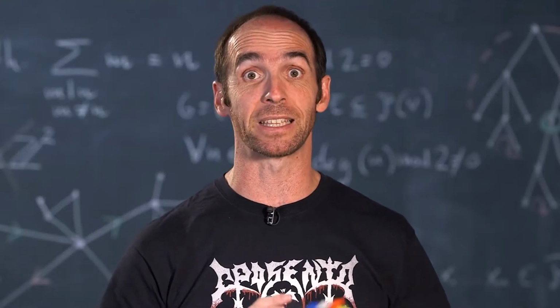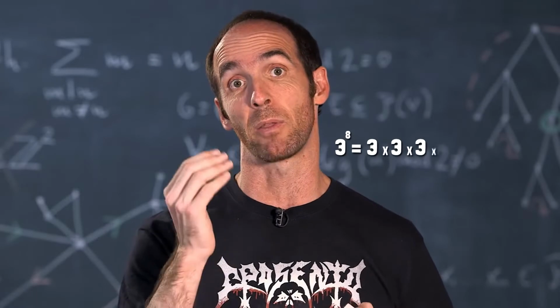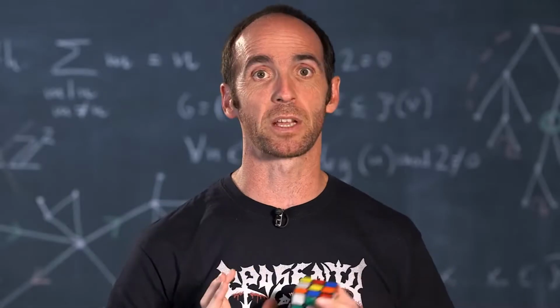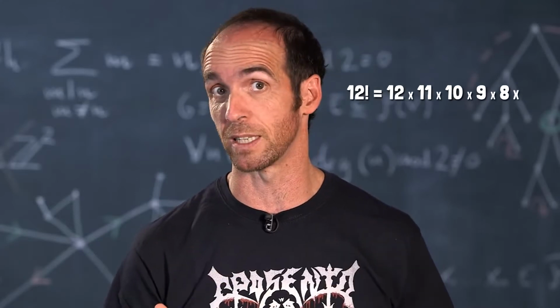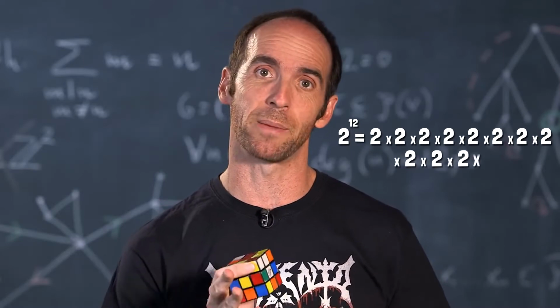But each of these pieces can be oriented in 3 ways, so we have to multiply 3 eight times, that is, 3 to the power of 8 possibilities for each permutation. There are also 12 edge pieces that can be placed in 12 factorial ways, and each one can be oriented in 2 ways, that is, 2 to the power of 12 for each permutation.